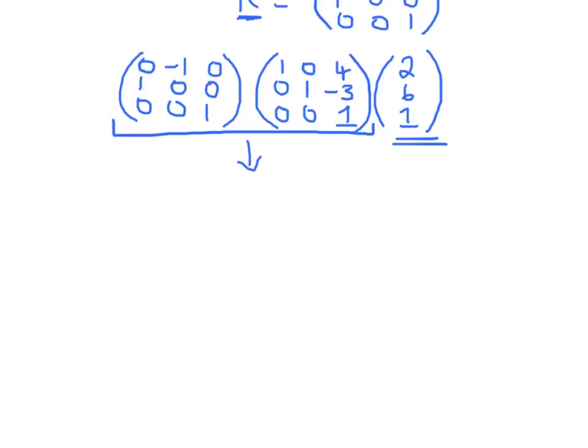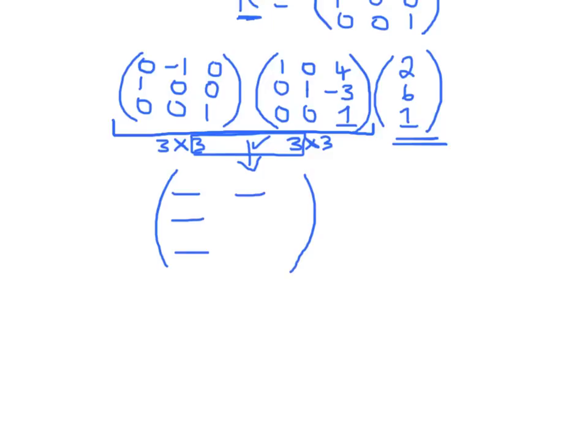So let me do the multiplication. Here I have a 3 by 3 and it's multiplied by a 3 by 3 matrix. So these two figures are the same, so I can multiply, and the result is a 3 by 3. So let me fill out the structure of a 3 by 3 matrix for you. So it has 3 rows and it has 3 columns. Okay, and I have to fill all them out. And then eventually I'm going to multiply it by 2, 6, 1.